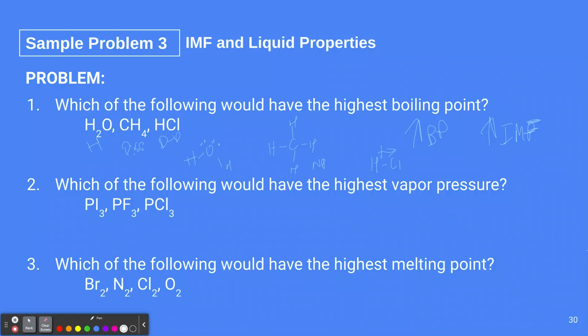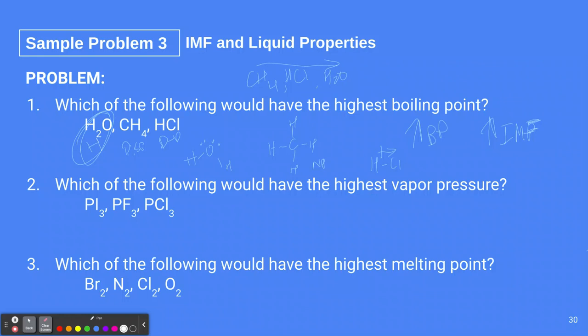Now we want the highest boiling point, so we want the highest IMF. So our water here would have the highest boiling point. And so our ranking, going from lowest to highest boiling point, would be CH4, HCl, and then H2O.